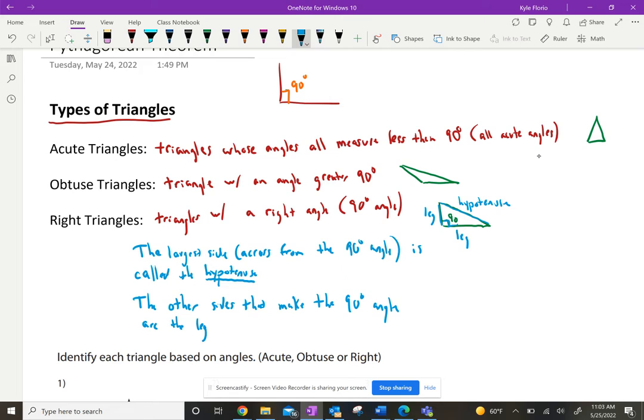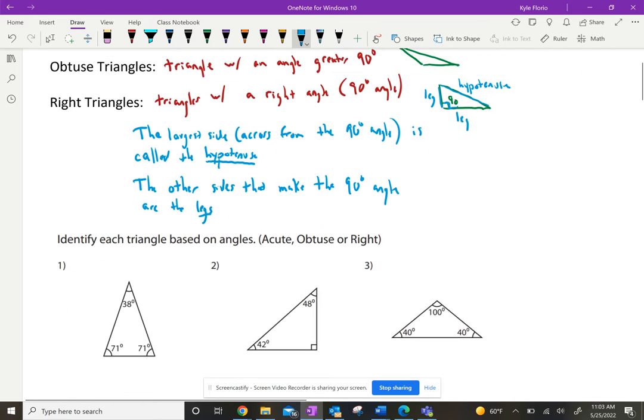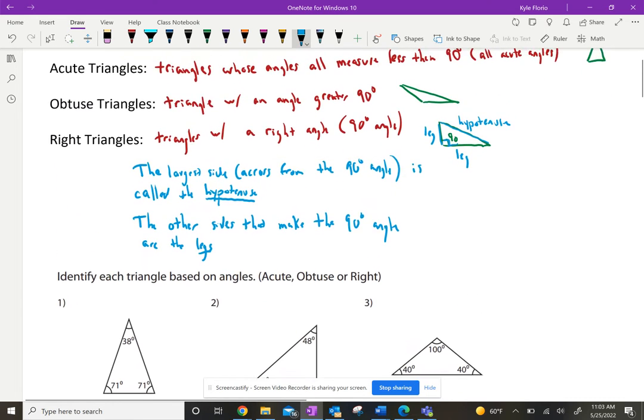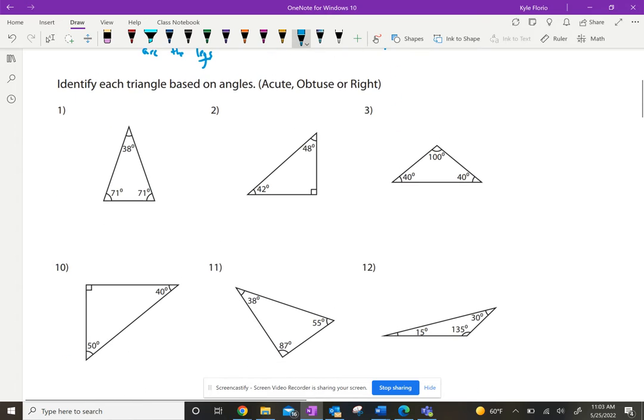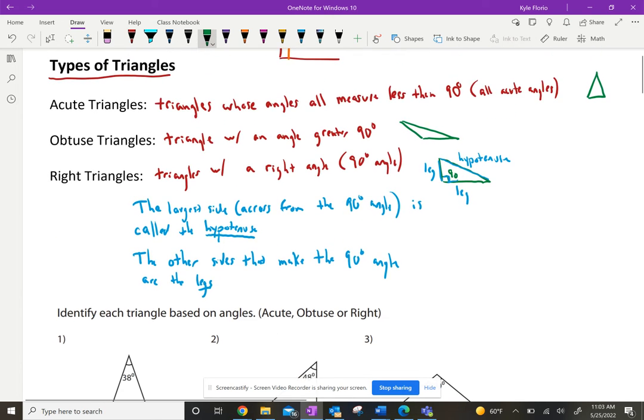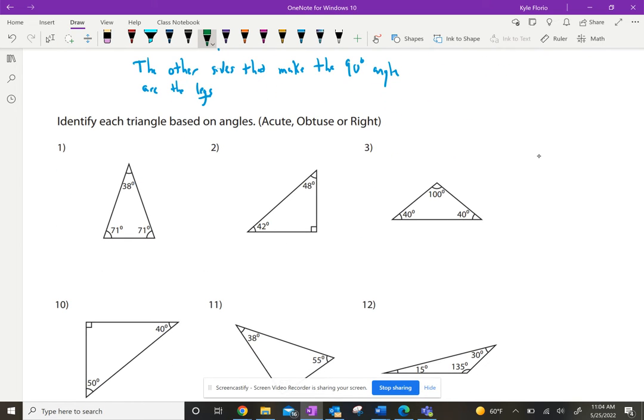So now we have defined legs of a right triangle and the hypotenuse of a right triangle. Okay, and we know acute, obtuse, and right. So identify each triangle based on its angles. Is it acute, right, or obtuse? So all of these angles, 38, 71, and 71, is that going to be an acute triangle, a right triangle, or an obtuse triangle? Well, all these angles are less than 90. So if all the angles are less than 90, that's got to be an acute triangle.